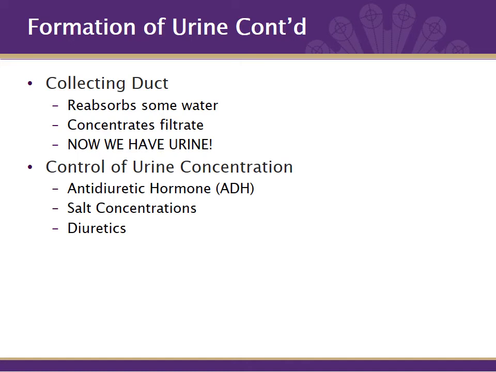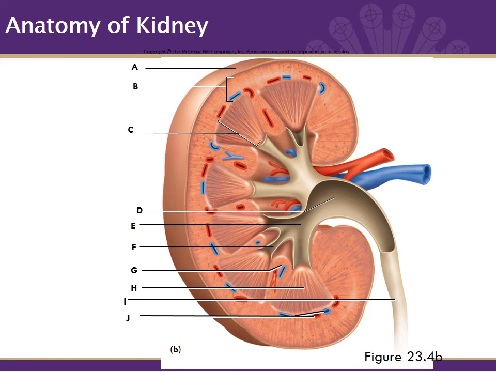We can also consume diuretics in our diet. Caffeine dilates the afferent arteriole, which increases glomerular filtration. Alcohol is another example. It inhibits ADH and prevents the hormone from stimulating water reabsorption. Before we move on, take a moment to see if you can label the structures on this diagram. I will have the answers at the end of the presentation.